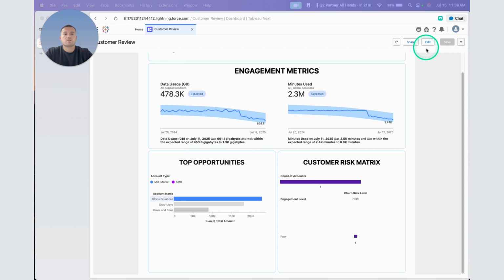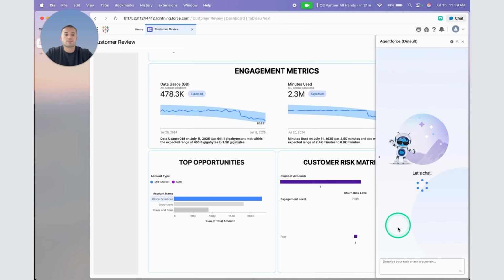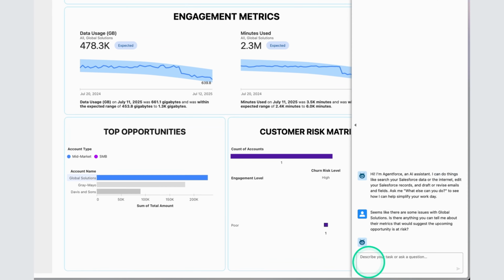So the first thing I need to do is pop open the AgentForce window, and I'm going to start a conversation. Those usage metrics don't look good to me, so I'm going to ask, it seems like there are some issues with Global Solutions. Is there anything that you can tell me about their metrics that would suggest the upcoming opportunity is at risk? And AgentForce is going to go away and dig into this a little bit more. And so I hope to understand whether this opportunity is going to cause me any problems and whether I could do something more to help the situation.